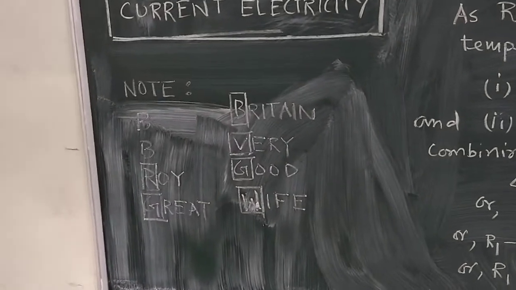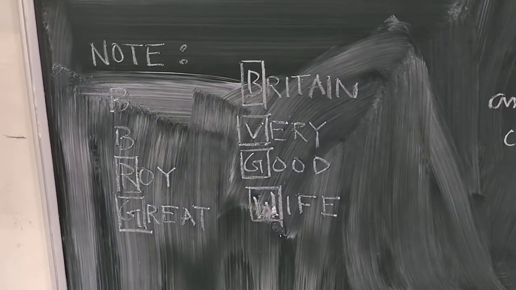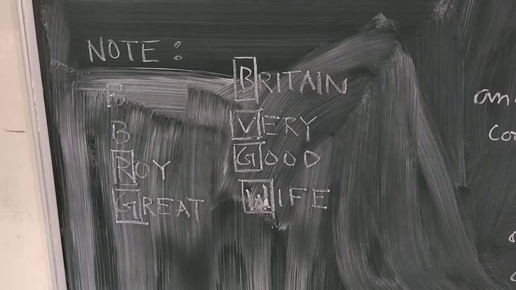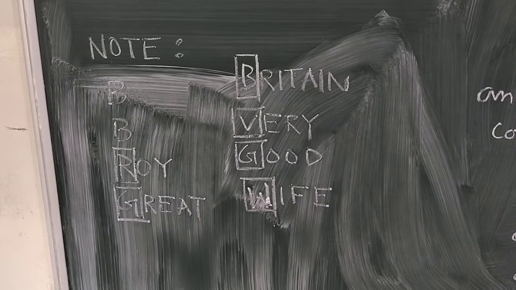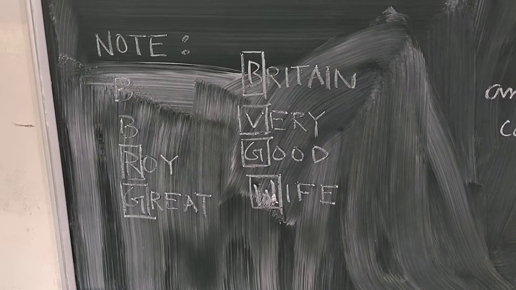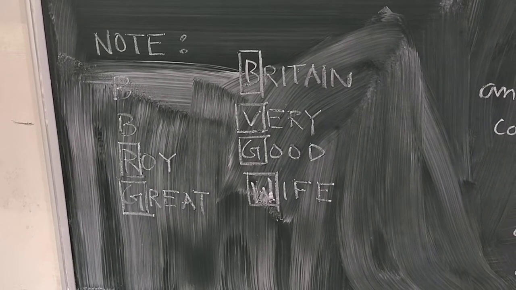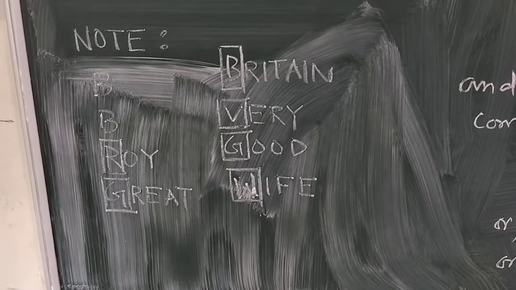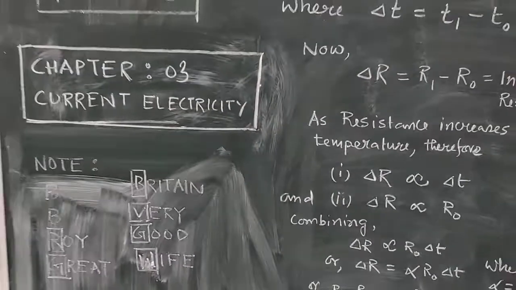See this statement. B.B. Roy, Great Britain, very good wife. B.B. Roy: black, brown, red, orange, yellow. Red, orange, yellow comes from Roy. Great, G. Britain, B. Very, V. Good, G. And wife, that is your W. Okay, this is all about it.